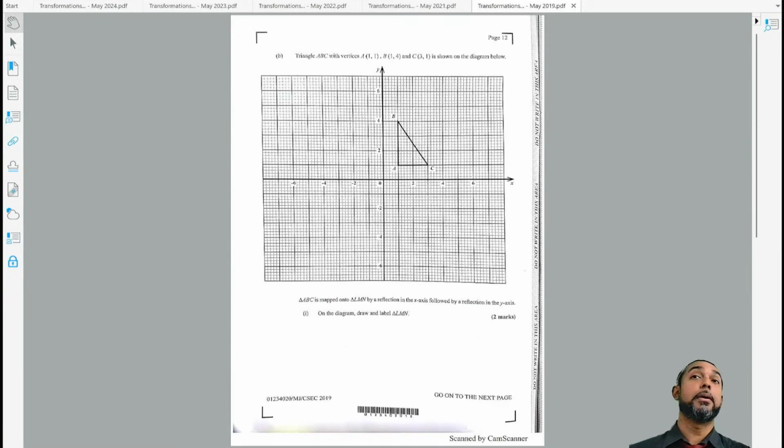Well, just for the sake of practice, I wanted to do a y and an x, so you know how to do each one. But in the actual exam, it says on the diagram to draw and label. And it's 2 marks. So I guess you get 1 mark for the reflection in the y, and 1 mark for the reflection in the x, and 1 mark for the reflection in the y.